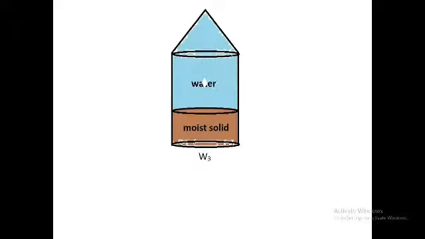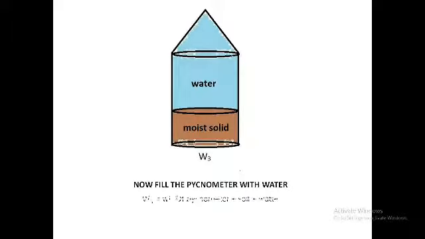Now fill the remaining volume of the pycnometer with the water and weigh it again. That comes out to be W3. W3 here is the weight of the pycnometer plus the soil plus the water.